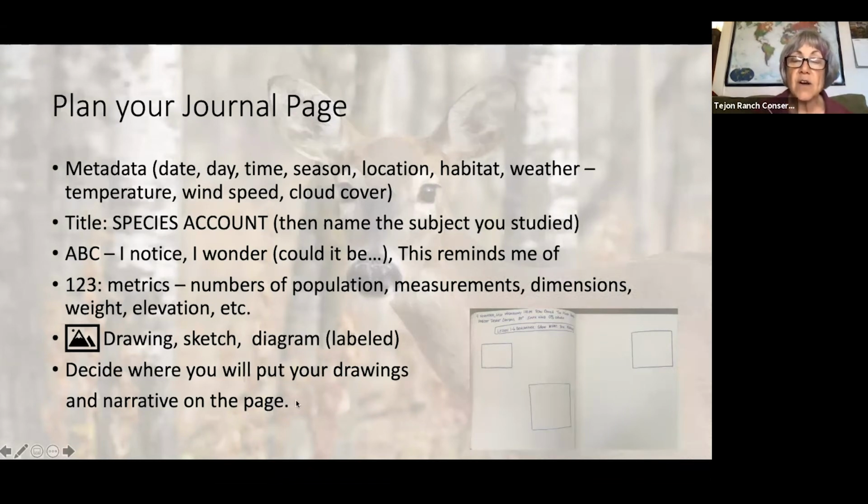Decide where you're going to put your drawings and your narrative on the page. So here I've brought up a previous journal entry that I had planned out. I've got my metadata at the top, I've got my title, and then I created boxes, and these boxes are where I'm putting my drawing, leaving lots and lots of space for research and narrative. You don't have to do it that way, but it's one way to do it. Just make sure that you've planned ahead.